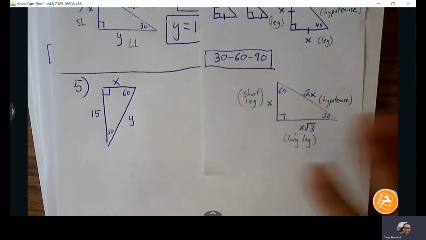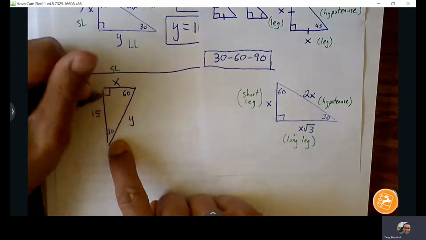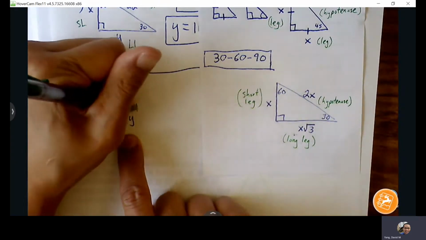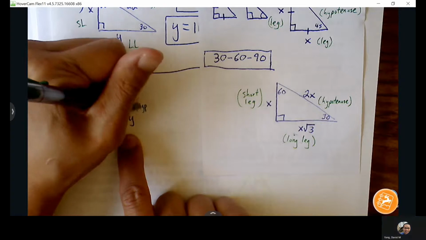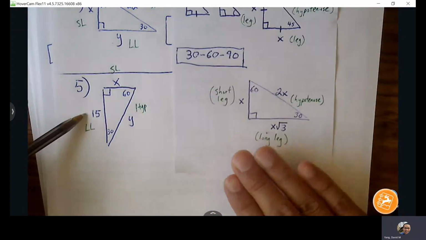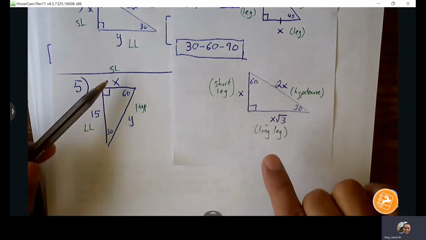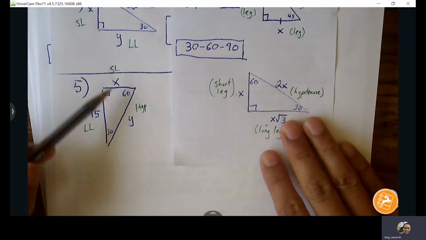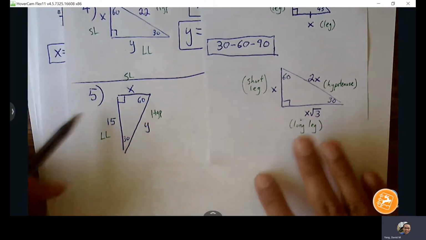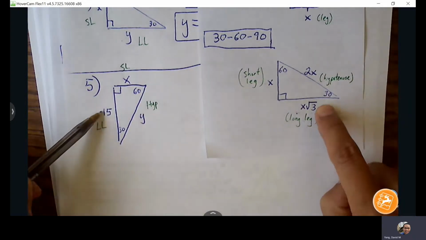Okay, so I'm going to label this here. Across from the 30 is my short leg. Across from the 60 is the long leg. Across from the 90-degree angle is my hypotenuse. Okay, so we're starting at the long leg. So the best thing to do is to get to the short leg first, and then it'd be easier to get to the hypotenuse. So always involve short leg if you're trying to do any movement around finding sides of a 30, 60, 90. So here's my long leg, which is 15.